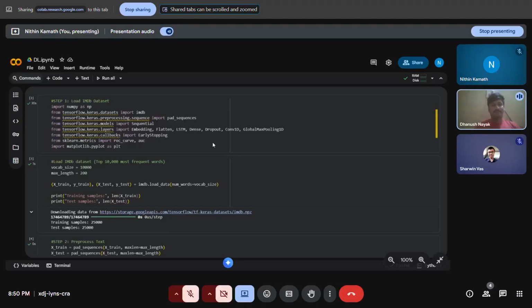Hello everyone, we are here to present our project, RNN and LSTM for sequential sentiment prediction using the IMDb dataset. This project is based on sequential data modeling, where we compare different deep learning models, such as a simple dense neural network, a CNN model, and an LSTM model, to check which one performs best in sentiment classification.